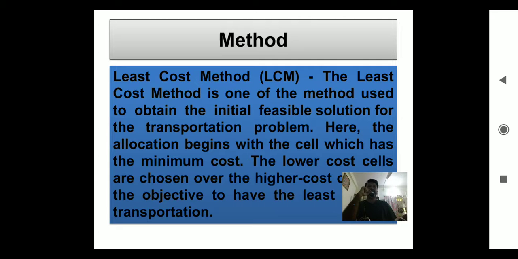Second method, we have the least cost method. As the name is given, that is the least cost method. The least cost method is one of the methods used to obtain the initial feasible solution for the transportation problem. Here the allocation begins with the cell which has the minimum cost. In the matrix, the lower cost cells are chosen over the higher cost cells with the objective of having the least cost of transportation. All the methods are used to find initial feasible solutions.